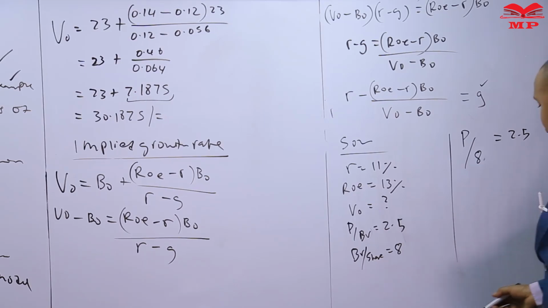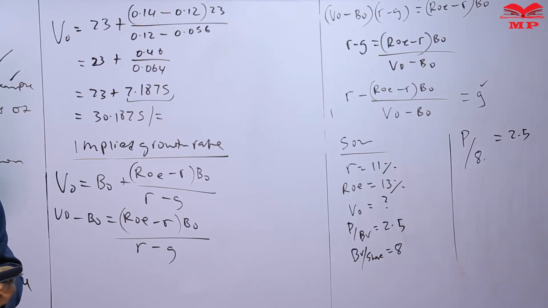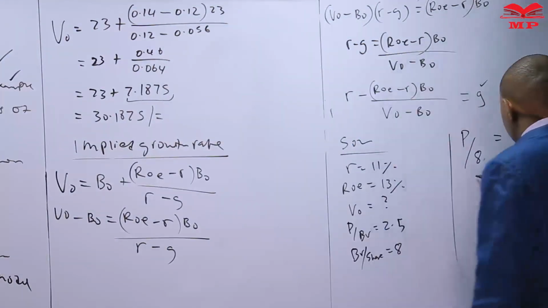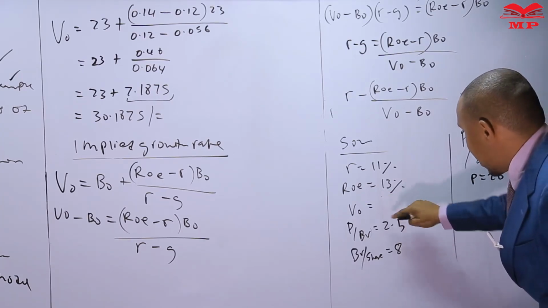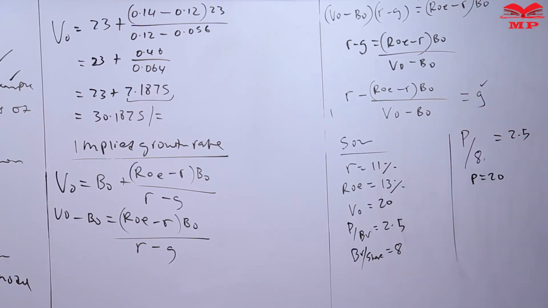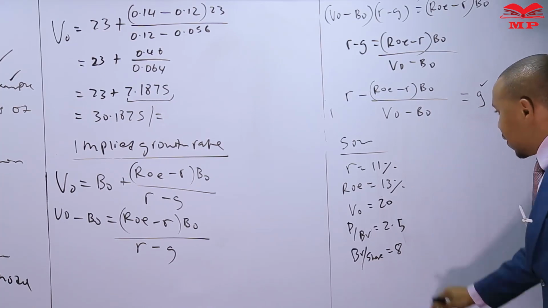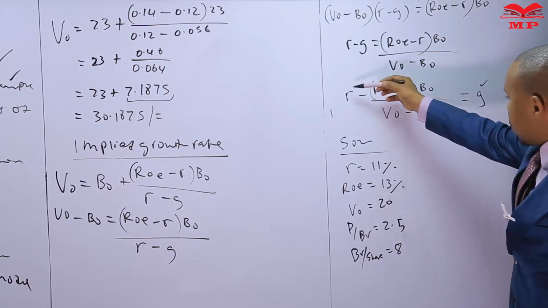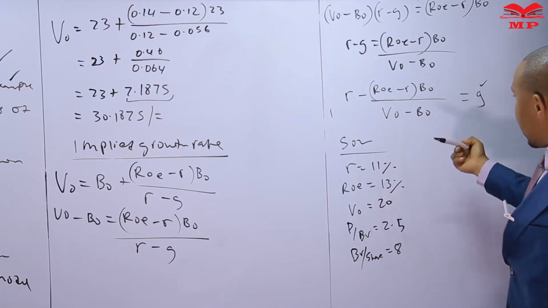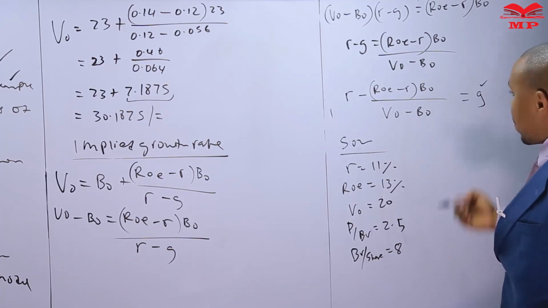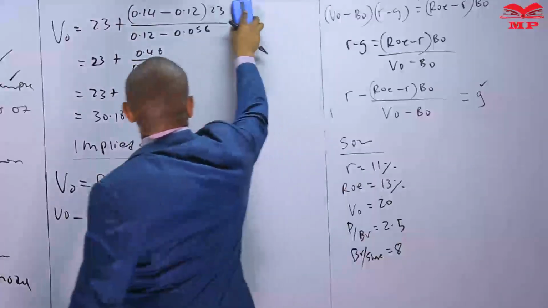So let's just do that. 8 multiplied by 2.5, and we have 20 there. So P is equal to 20. You can slot that in over there. We remove that question mark and put 20 here, because we now know the value of the share. Now we have the R, we have the ROE, and we have the beginning book value, the book value per share. Yes, we have the beginning book. We can now get the growth rate there.